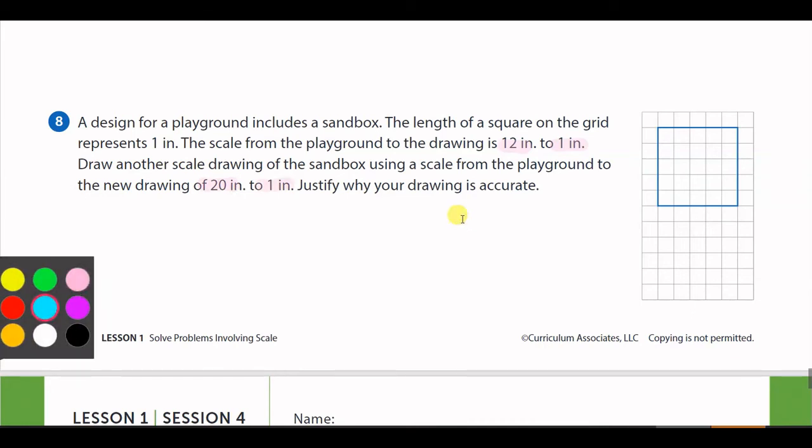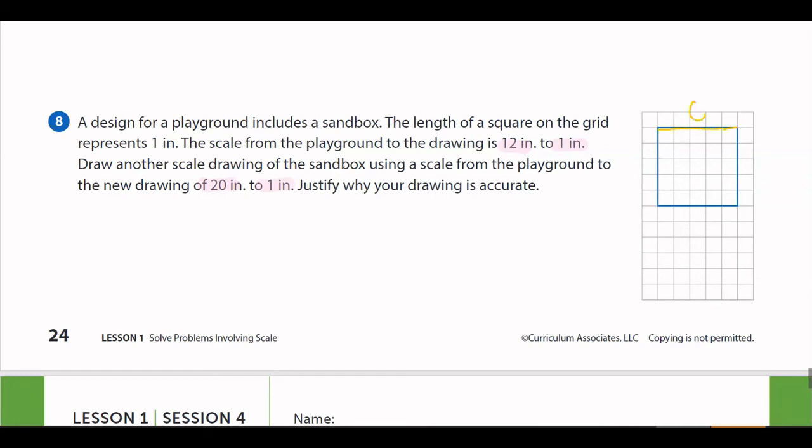So let's go ahead and just say we're multiplying by a scale factor of 12. So 12 times 1, 2, 3, 4, 5. That's 60. So this is 60 by 60. Now our scale factor is 20, but we're going small, so now we're dividing. 60 divided by 20 is 3. So this one's just going to be 3 by 3. There we go. So there's the new one, and now we've got to justify why it's accurate.